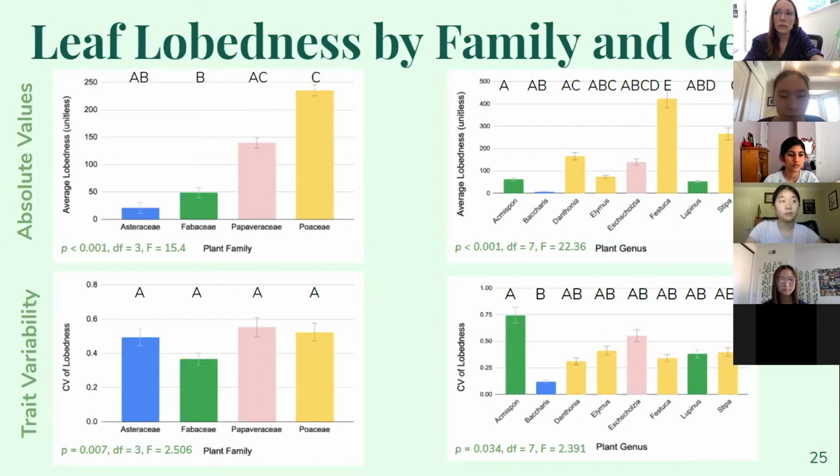We also tested for the coefficient of variation, which estimates trait variability, but no significant difference was found between plant families. However, one significant difference between genera was found between Achnatherum and Baccharis.